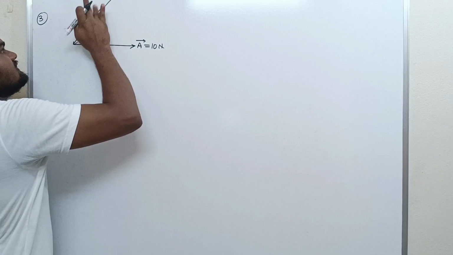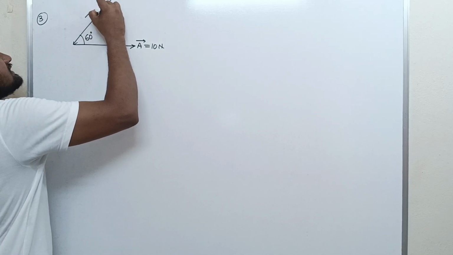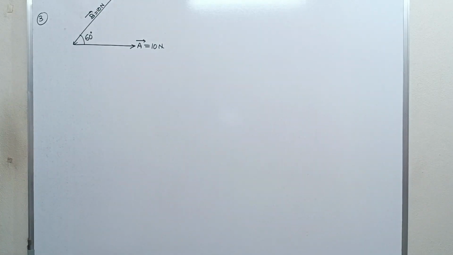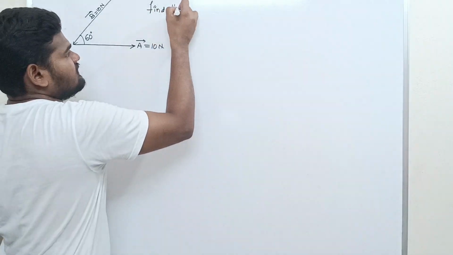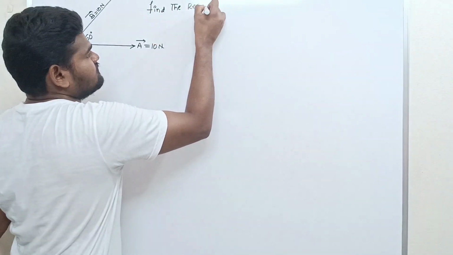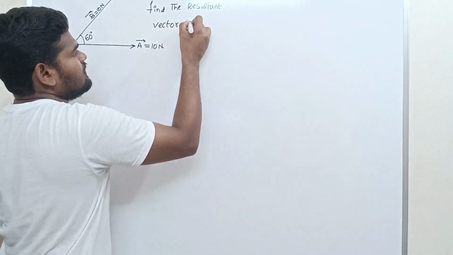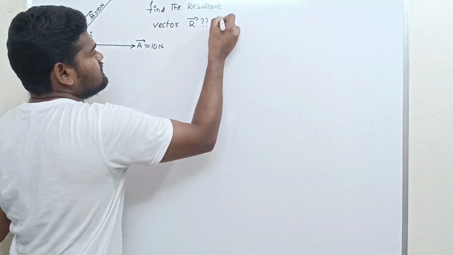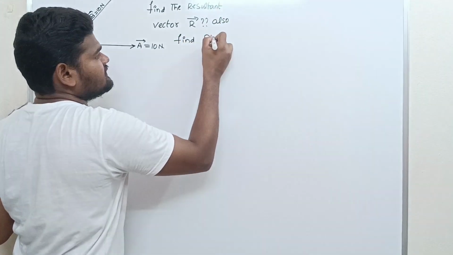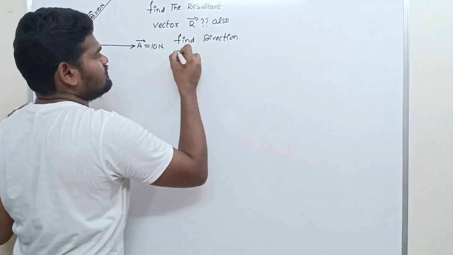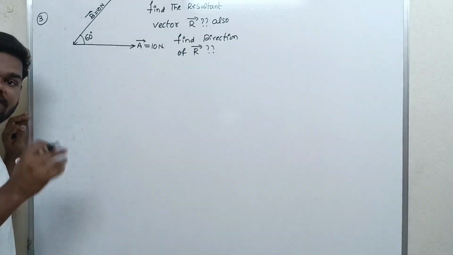Here you have this B bar vector, and B bar is equal to 10 newtons. They are given. Now you are able to see the board, right? And they are asking to find the resultant vector R bar. Also find the direction of R bar. This is the given question.